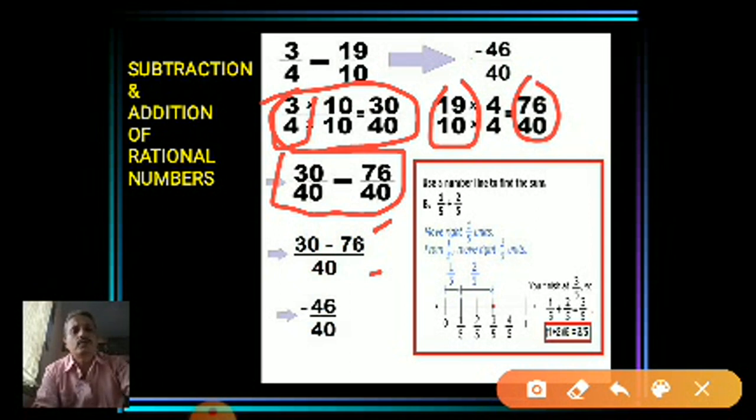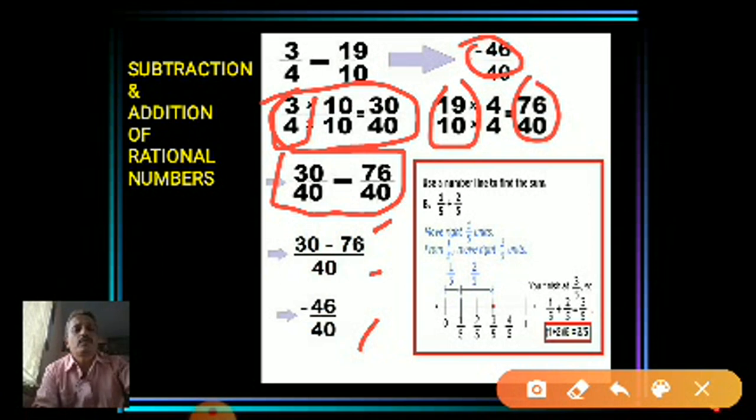As we know, students of standard 8, when both numbers have different signs, we subtract. 76 minus 30, that's 46. And the sign of the bigger number becomes the sign of the answer. So that's why the answer is minus 46 upon 40. My final answer is here, minus 46 upon 40.